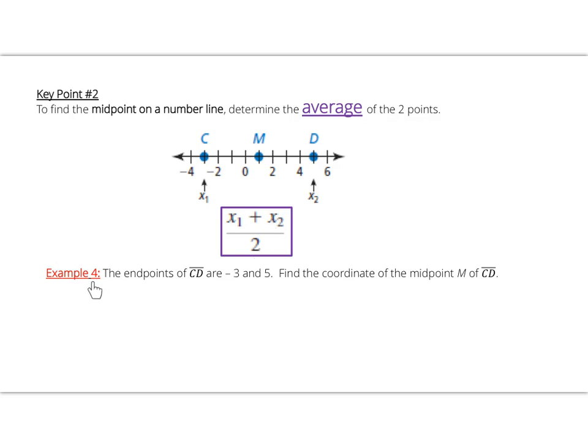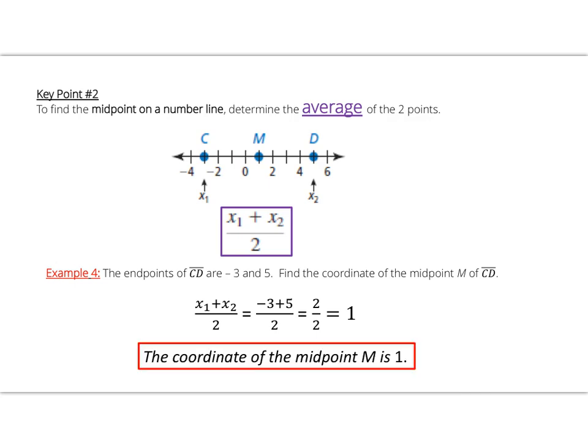So let's take a look at example 4. The endpoints of CD are at -3 and 5. So you can definitely sketch out a number line. A picture is always helpful. And you're going to find the coordinate of the midpoint M of this segment CD. So we need to add the -3 and the 5 together and then divide by 2. So when you do that, you get 1. So the midpoint coordinate M is 1.